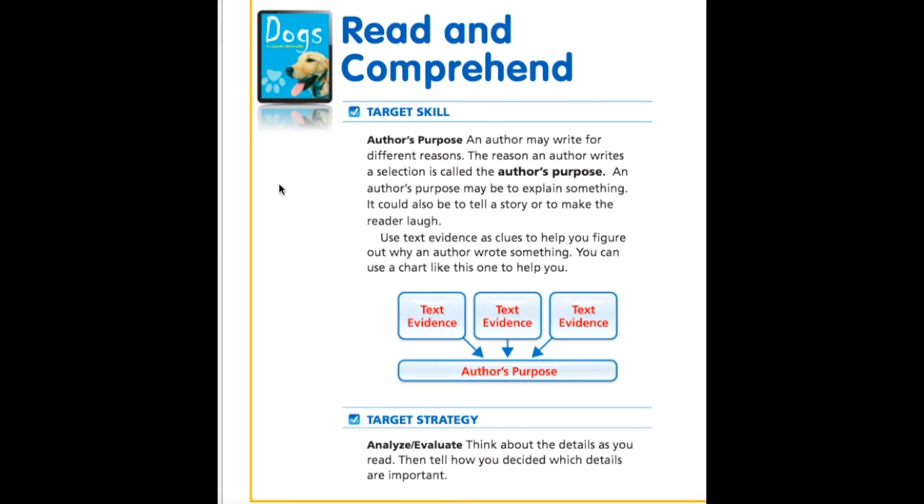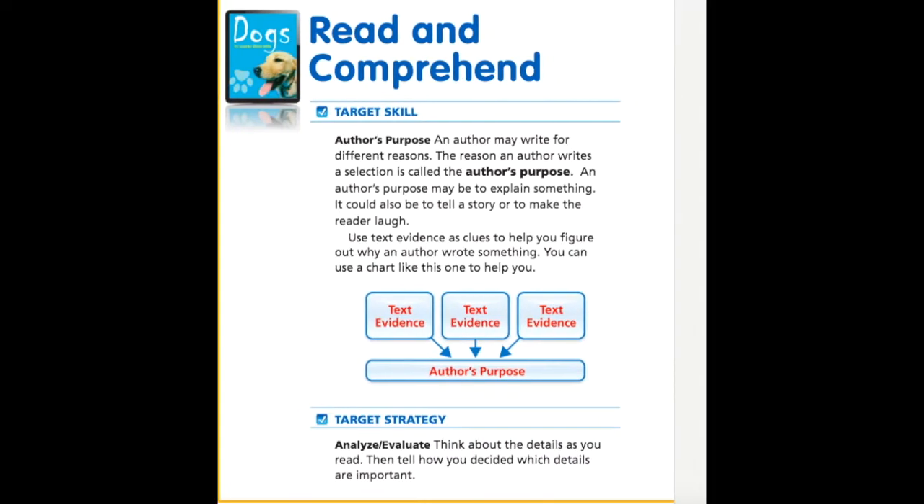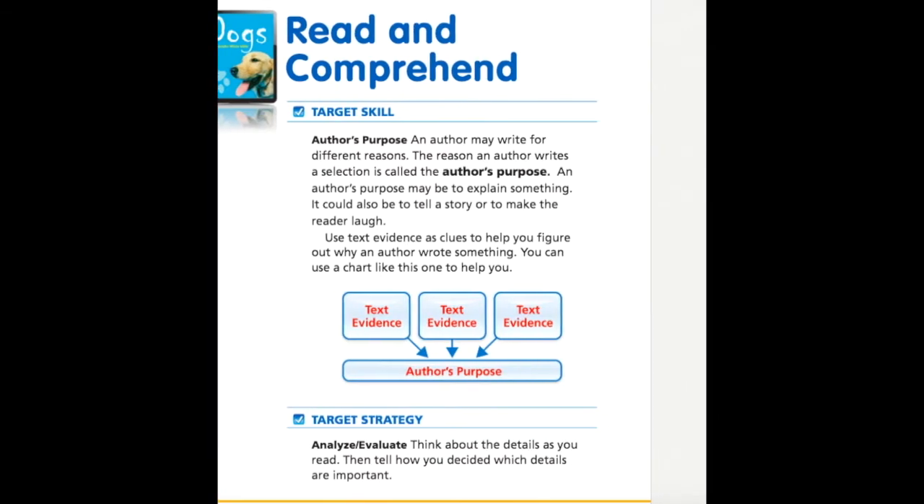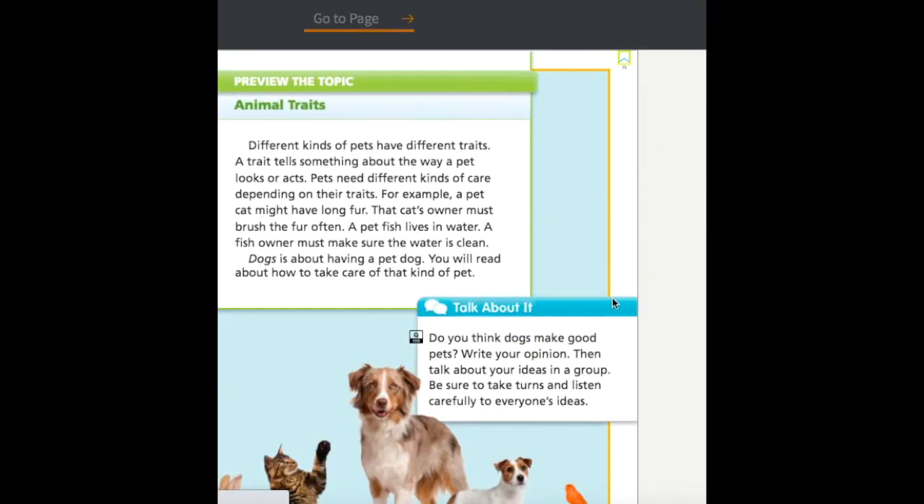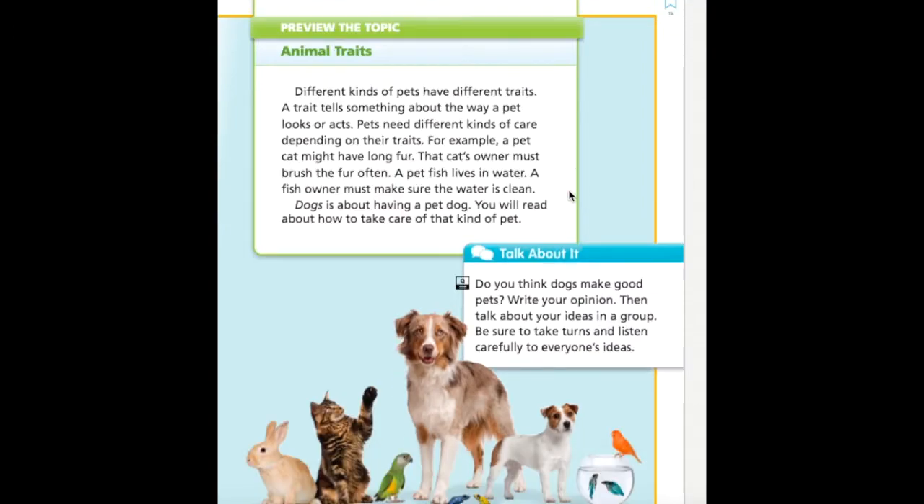This week we are going to read Dogs. Dogs is an informational text. Let's preview the topic and discuss animal traits. Different kinds of pets have different traits. And what is a trait? A trait tells something about the way a pet looks or acts.